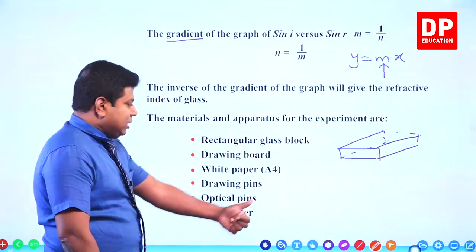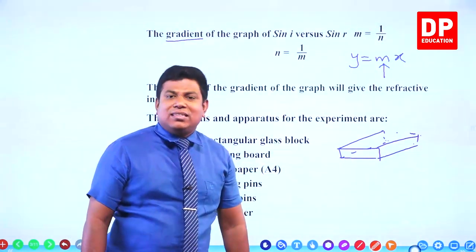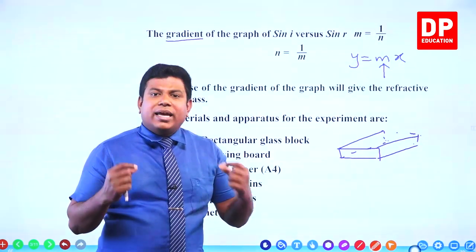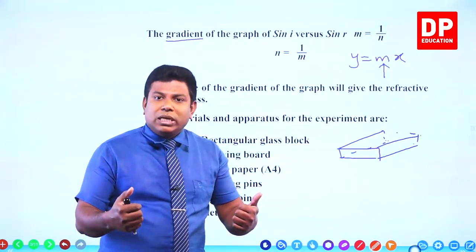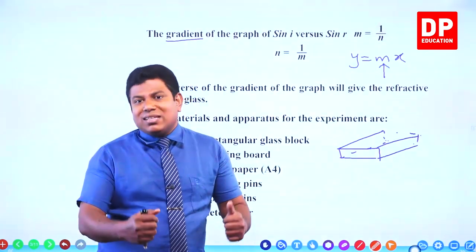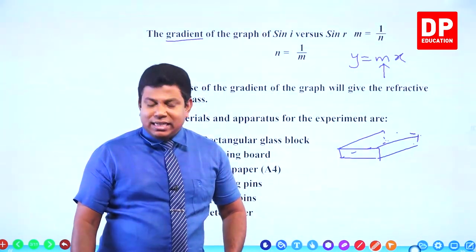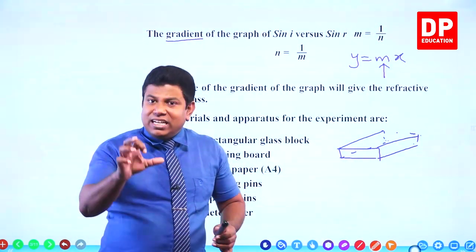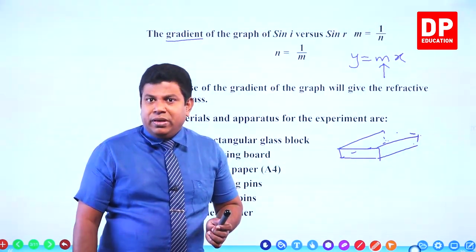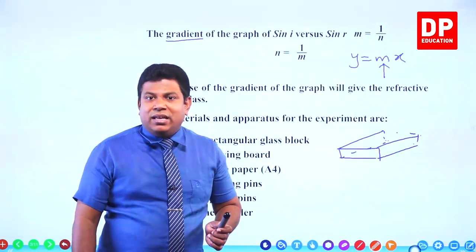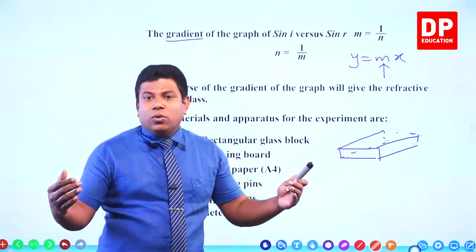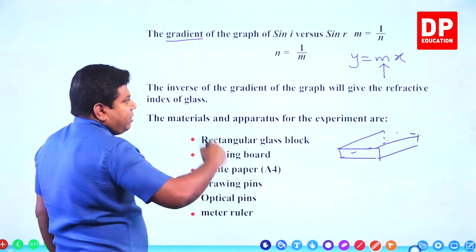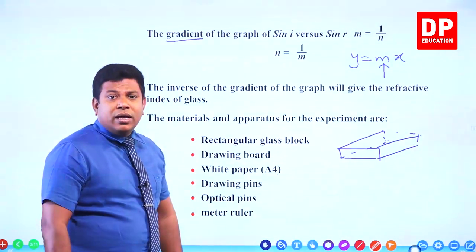Optical pins. Meter ruler. Make sure when you get this in the exams, you write it as meter ruler, because in the marking schemes, most of the times they name it as meter ruler. Sometimes if you don't write it as meter ruler, if you just say ruler, you might not get the marks. The reason is, we need a lengthy one to draw the lines, to make the measurements and all. Sometimes even a 15 centimeter one can be called as a ruler. That might not be enough for your practicals. Right, so to say that we need a lengthy ruler, you have to say a meter ruler. A meter ruler. These are the apparatus that we need to do this practical.